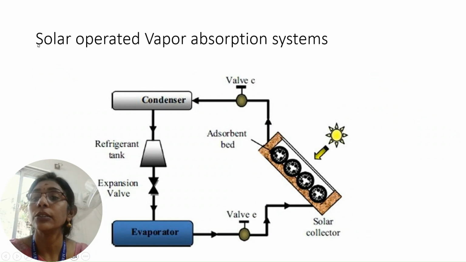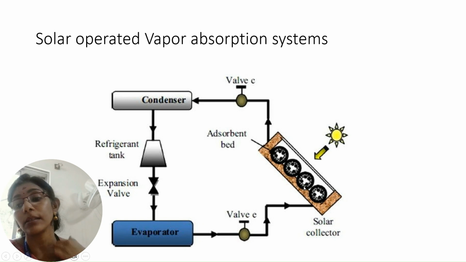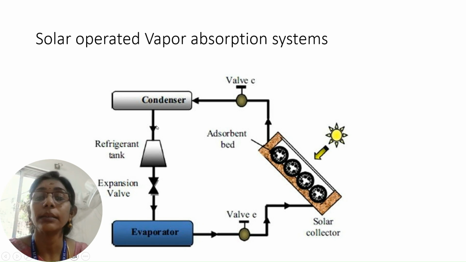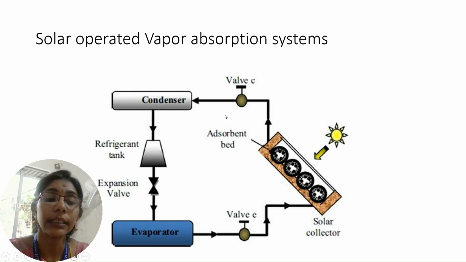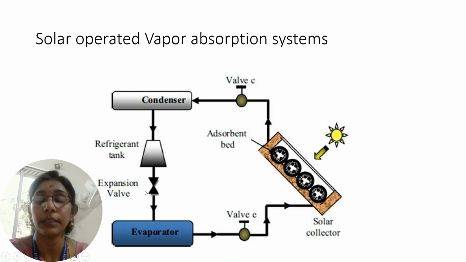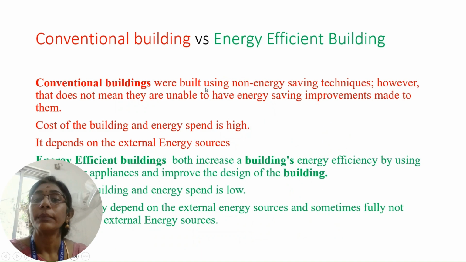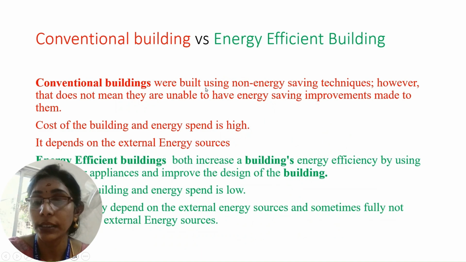And here you can see a solar operated vapor absorption system. When I say a vapor absorption system, an absorbent liquid is used, which is vaporized, and when it enters the circulation panel inside the solar collector, it gets heated up. It actually absorbs the heat, and again it passes through the condenser and expansion valve, and therefore this cycle gets repeated.